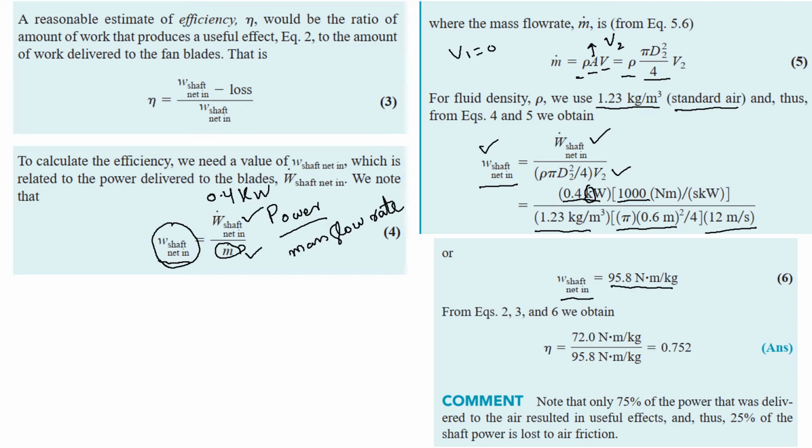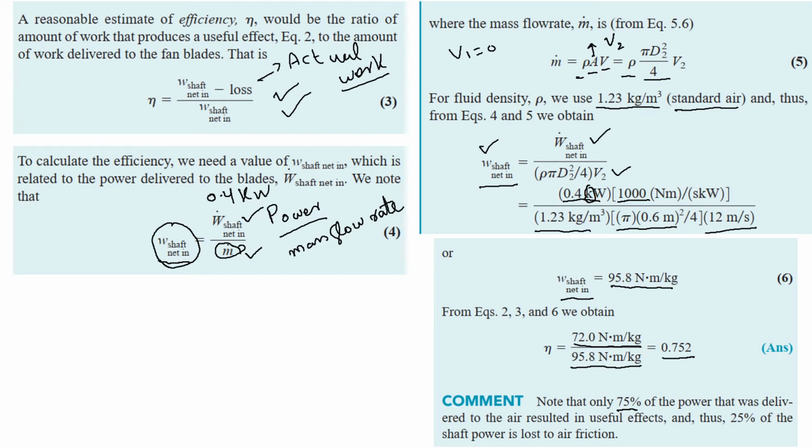Now what will I do? I will find the efficiency using this formula. By using this formula, I am taking the ratio of the actual work that is being done by the fan and dividing it by the ideal work. So I get an efficiency of 75%. So the 25% are the losses.